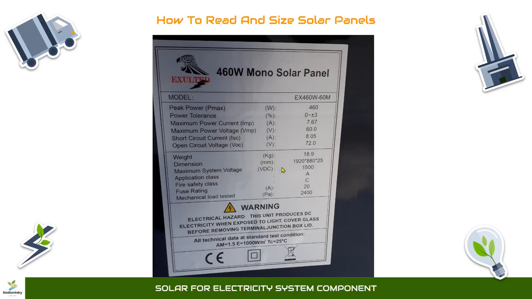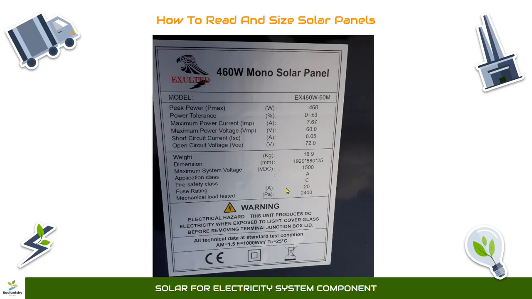Then the maximum system voltage. This is trying to tell you the voltage system of the panel. It's trying to tell you that anything you connect to this panel, regardless of the number of panels you connect, don't let the voltage exceed 1000 volts. That is their own recommended advice. You also see the application class and the fire safety class C.